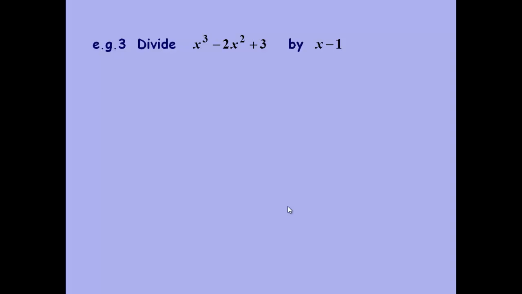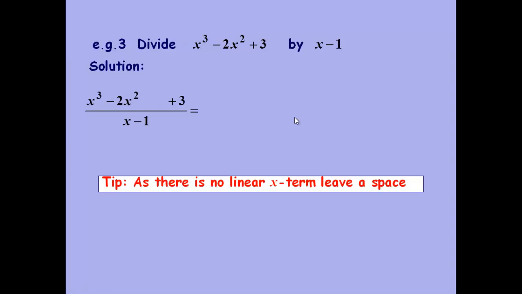Finally, we'll have a look at this cubic here. We're dividing this by the linear factor x minus 1. You'll notice here we don't have an x term, but we're going to leave a space there so that when we do our working out, it's clear what's going on. We're going to treat this like 0x. So the first thing we do then is we generate our x cubed term, and as we've just got 1x cubed, we need x squared in there. So the first term's now correct.